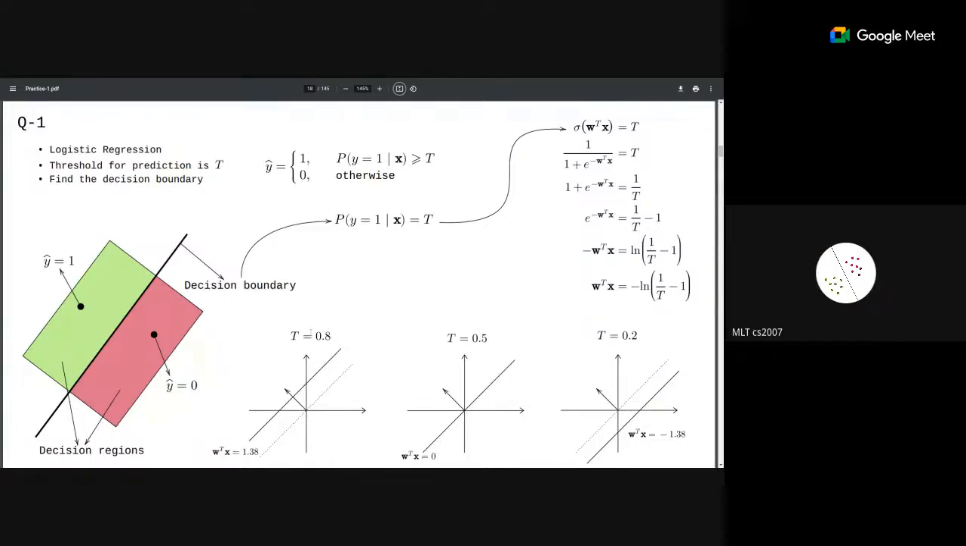So that's why we set the threshold to be high, and therefore it's not enough if the point is away from W transpose X equal to 0. It should be away from this line W transpose X equal to 1.38, right? That's what it means. On the other hand, if T is small, 0.2, then what we are doing is some kind of the opposite thing, right?